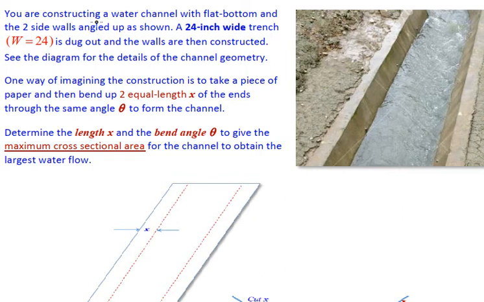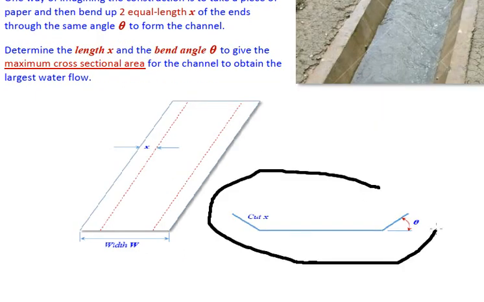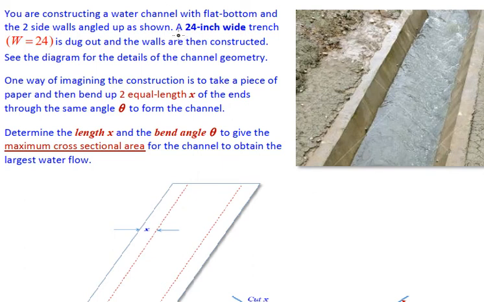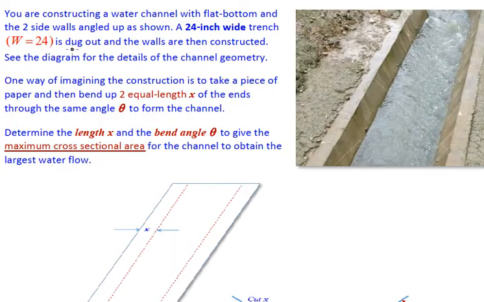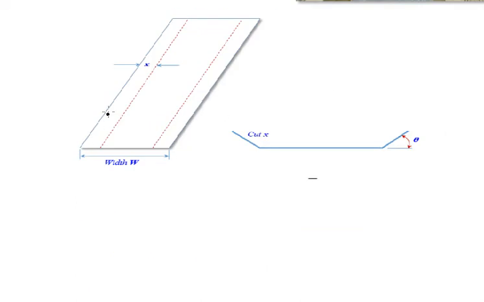You are constructing a water channel with a flat bottom and the two side walls angle up as shown. Here is the diagram. So we have a 24-inch wide trench and we have W equals 24. It's dug out and the walls are then constructed. In this situation, they will cut this S and later they bend it up here.